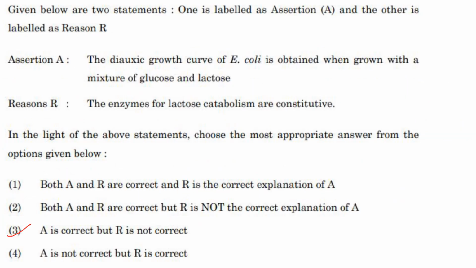Then next one. The diauxic growth curve of E. coli is obtained when grown with a mixture of glucose and lactose. That's correct. The enzymes for lactose catabolism are constitutive. No, they are inducible. When lactose is present, these enzymes are expressed, otherwise they are repressed by the lac repressor protein. So here A is correct but R is not correct. Answer is option 3.